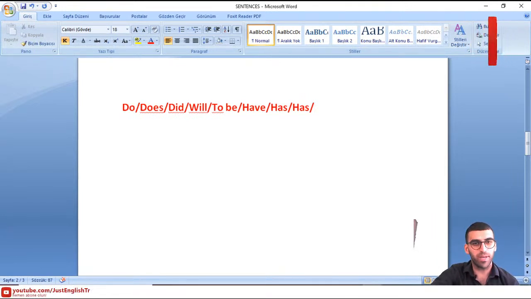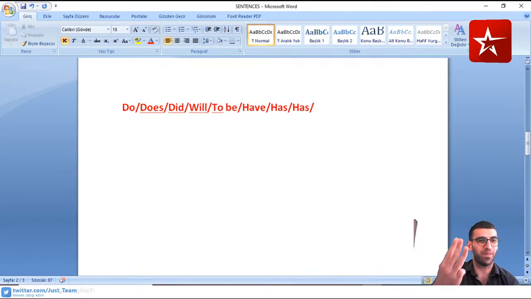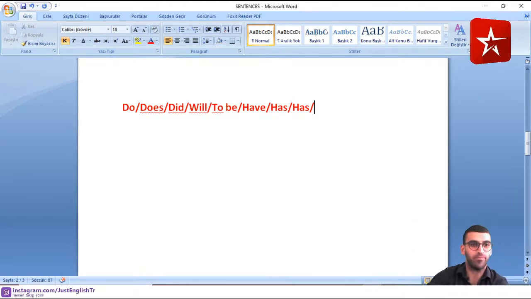All right, how can we make that? How can we make the sentences by using the auxiliary verbs? Okay, so it's really important to make the sentences in English, to speak in English, to be fluent in 3 months. How can we do that?